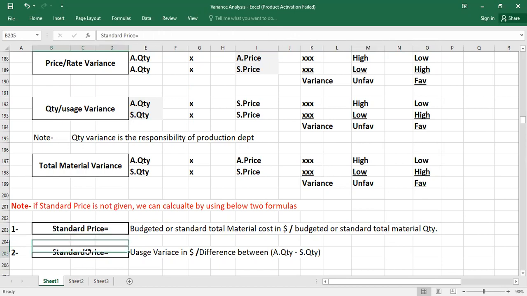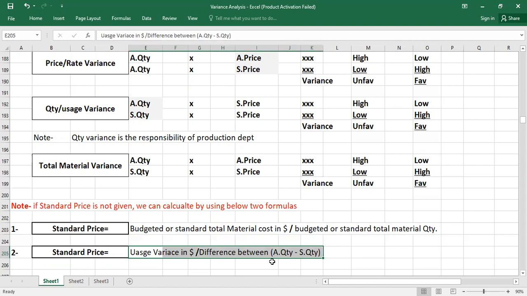Another formula we can also use to calculate the standard price: sometimes in a question he will give you usage variance in dollars. Usage variance stands for quantity variance in dollars. What you need to do is take the usage variance in dollars divided by the difference between actual quantity and the standard quantity. If you divide usage variance by this difference of actual and standard quantity, again you can calculate the standard price. Now guys, let's move to the questions, and now we will learn how we can apply the formulas in the questions.